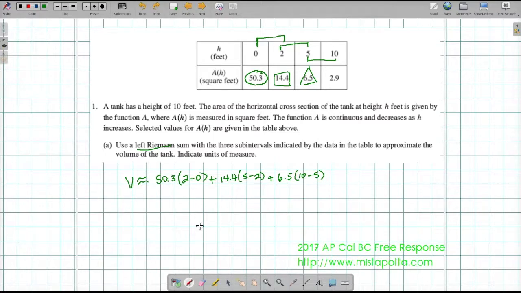And of course, I'm more than welcome to leave my answer like this, or I can use a calculator and get 176.3 cubic feet. And of course, it's important for me to put cubic feet because they're asking me for the units of measure here. So simple Riemann sum.